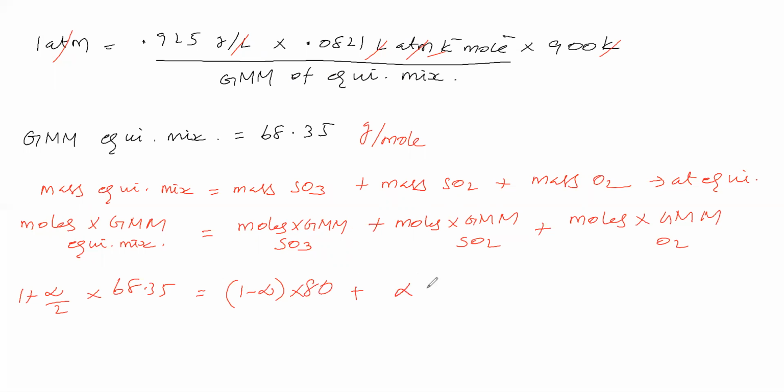Moles of SO2 is alpha. Gram molecular mass of SO2 is 64. Moles of oxygen is alpha by 2. Gram molecular mass of oxygen is 32. So by simplifying this, we will get the alpha value. The degree of dissociation we are getting is 0.3408.